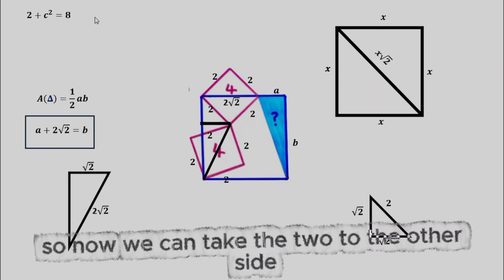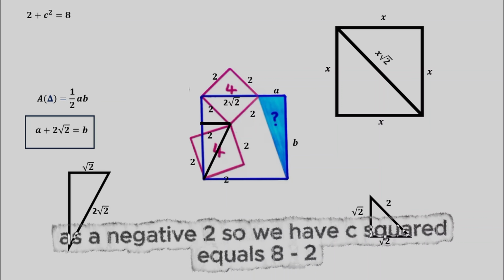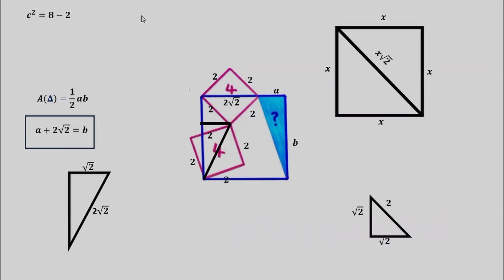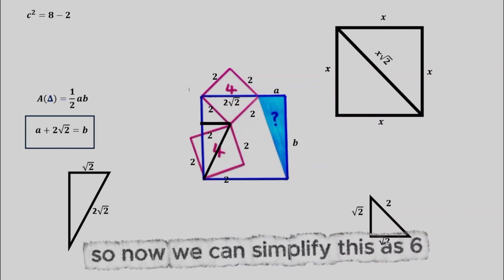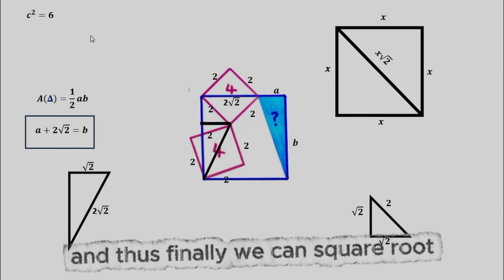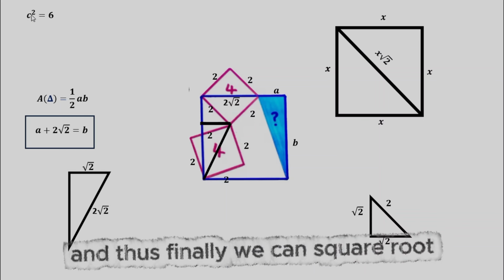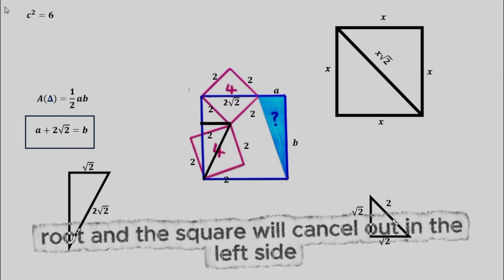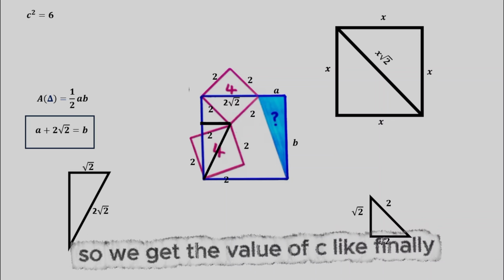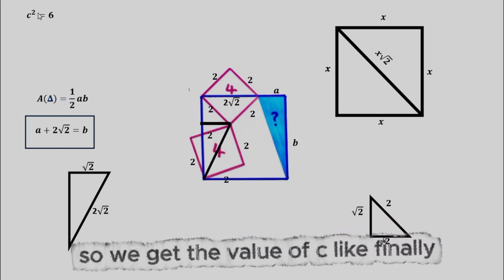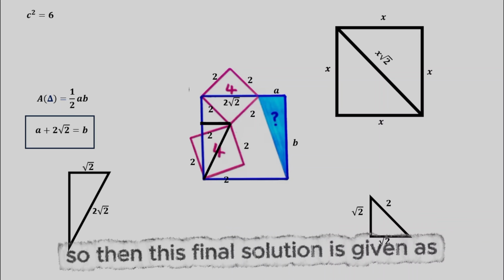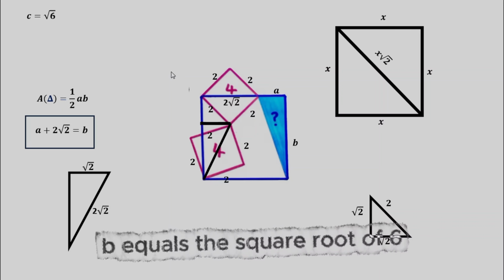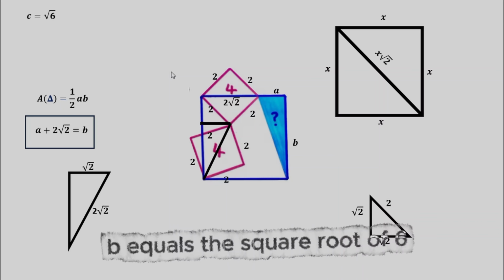So now we can take the 2 to the other side as a negative 2, so we have c squared equals 8 minus 2. So now we can simplify this as 6. And thus, finally, we can square root both sides of this equation. So the square root and the square will cancel out on the left side. So we get the value of c, finally. So then this final solution is given as c equals the square root of 6.